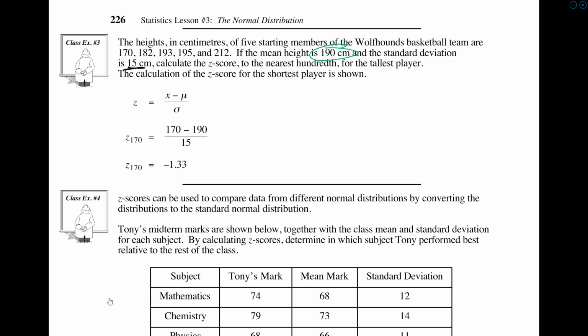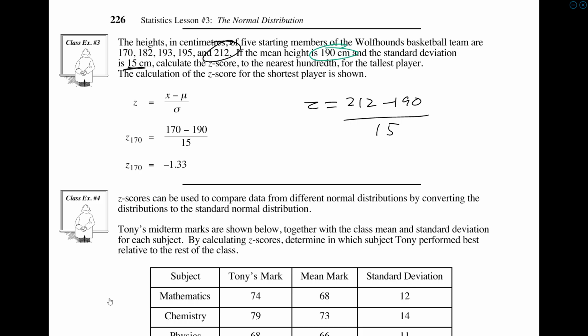So we're probably going to use the same formula. Z-score of the tallest player, which, by the way, on your formula sheet, if you look in the statistics category, you have the Z-score formula. So you can memorize this, but you also have it there. In this case, the tallest player is 212. So 212 minus 190 over 15, the standard deviation.